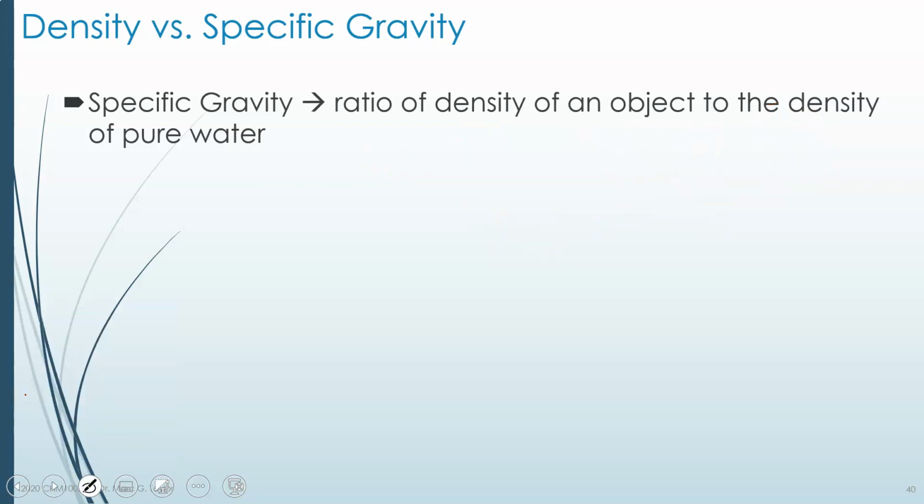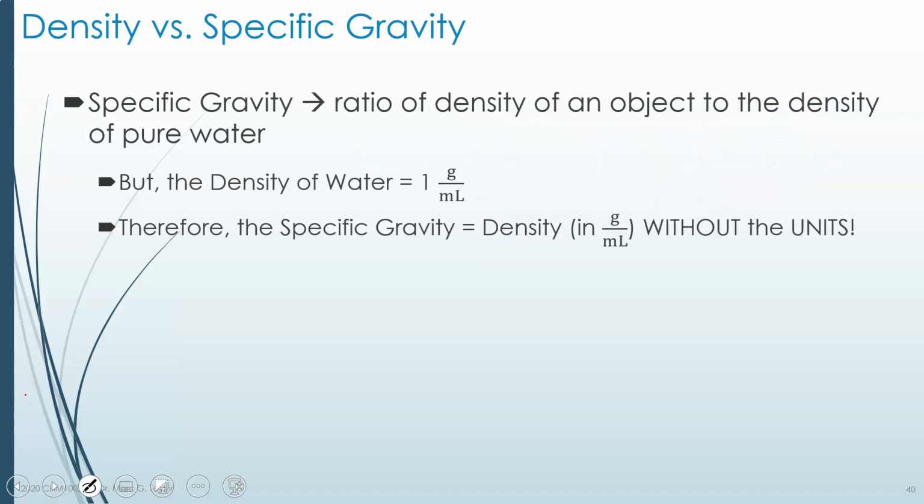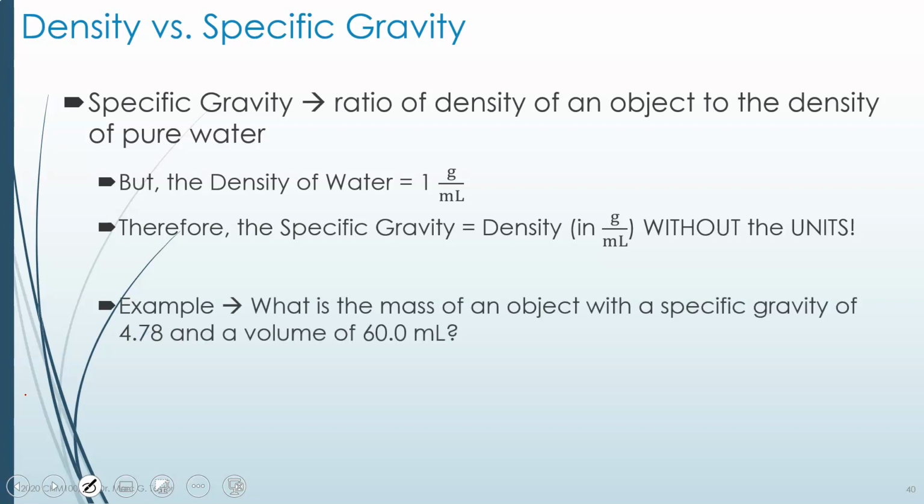So I'm going to erase this. So the density of water, as I said, is 1 gram per mil. If we use grams per mil units, the specific gravity is just that number without the unit. So specific gravity has no unit. So as long as you figure out what the density is in grams per mil, that same number without the unit is just the specific gravity.